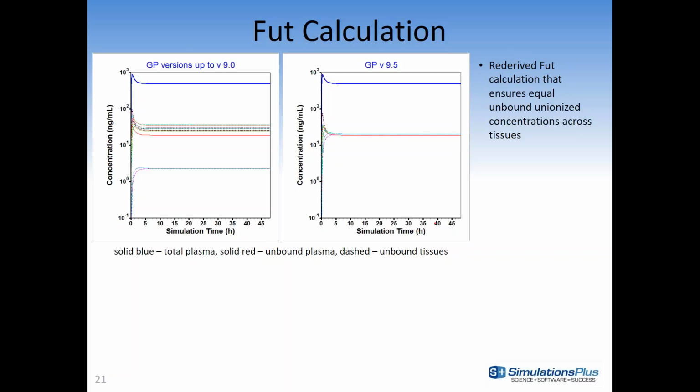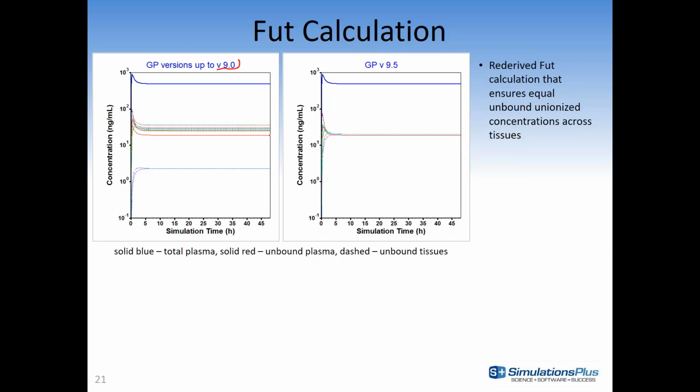The next set of changes related to PBPK is adjustments to the calculation of tissue fractions unbound. This is something that a number of you have come back to us about when exploring the simulated unbound concentrations and comparing them for the tissues and unbound plasma concentration. This is what you would see in version 9 or the previous version.